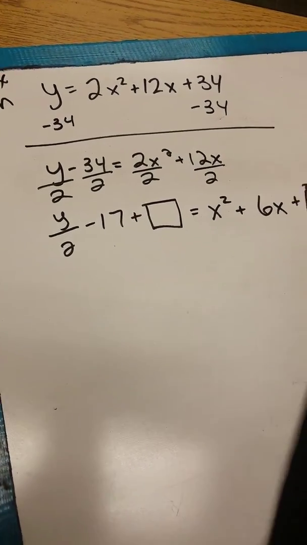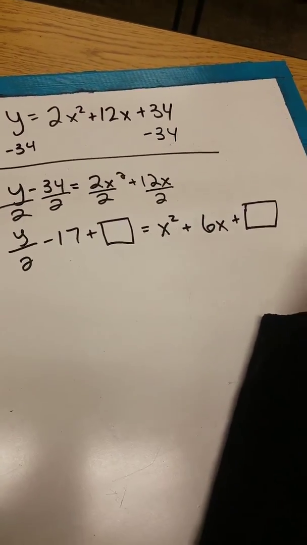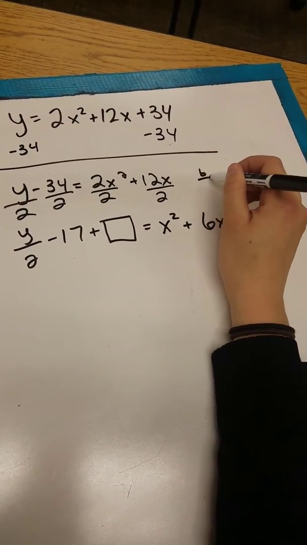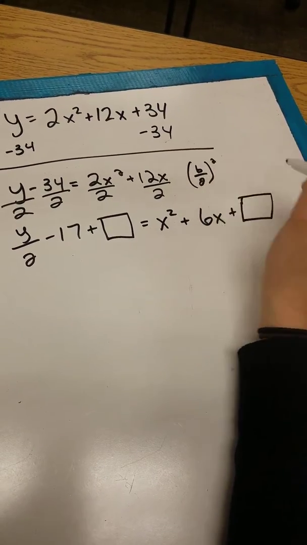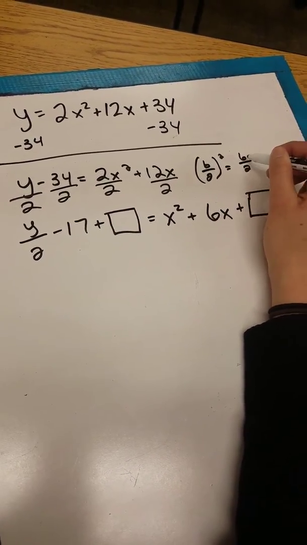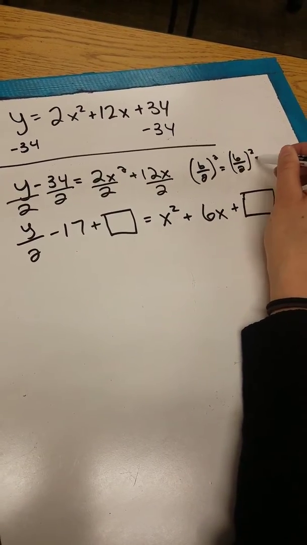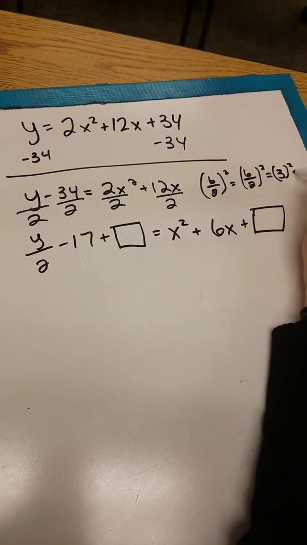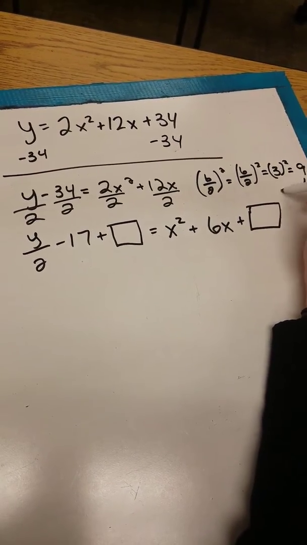To figure out what goes in our box, we do our b over 2, and then we square it. So b over 2 squared. So in this case, our b is 6. So we're going to have 6 over 2. Remember to write out all the steps to make it easier. 6 over 2 is 3. 3 squared is 9. So 9 is going to go in our boxes.